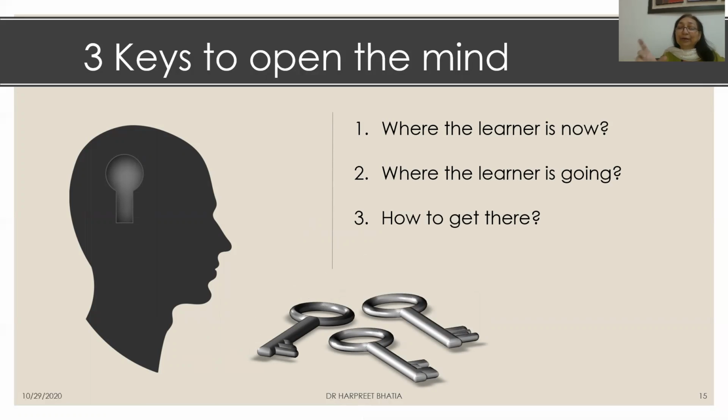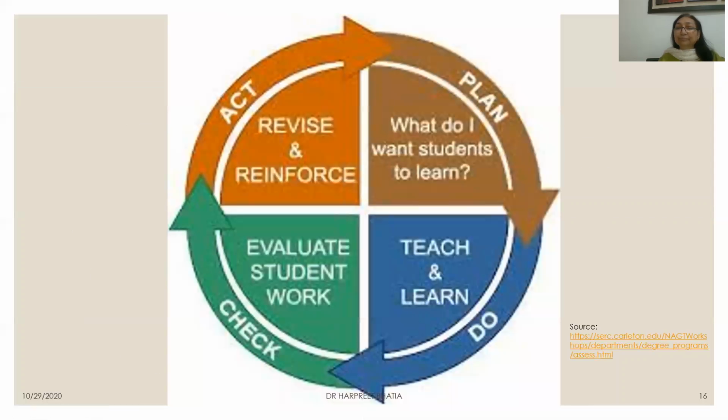Once we have assessed where the learner is now, we design the program in such a way that we are able to enhance the students' learning in a particular direction. So where is the learner going, and how do we bridge that gap? From where the student is now to where the student has to reach, what are the strategies we need to employ so that we help the student reach that final goal?